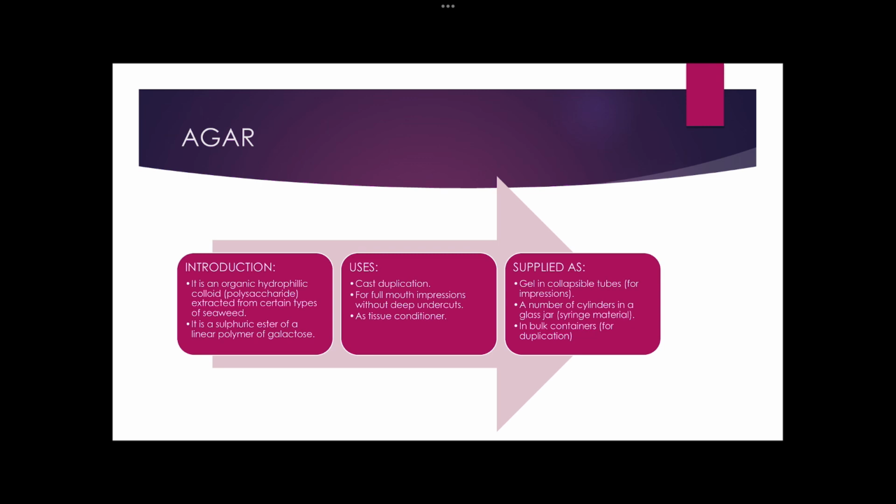Now students, how is agar supplied? It is supplied in the form of gel in collapsible tubes for impression, a number of cylinders in a glass jar, and in syringe material. That means it is supplied in the form of tubes as well as syringe material, and in bulk containers for duplication.